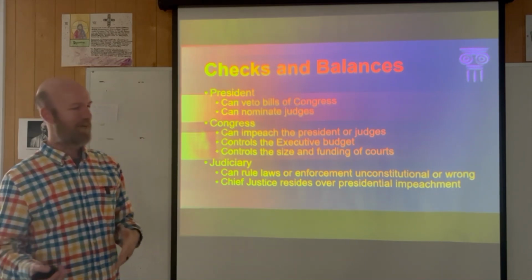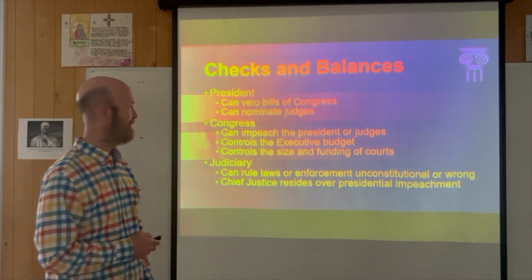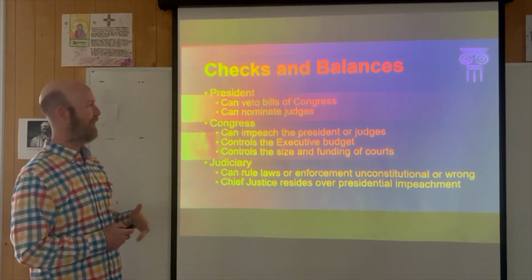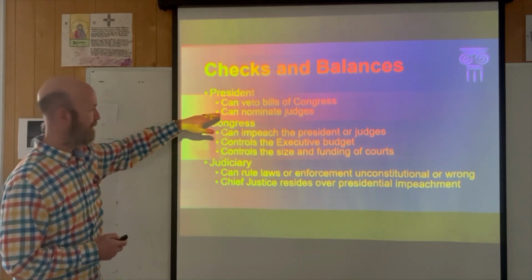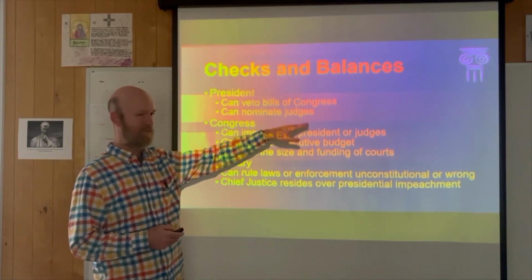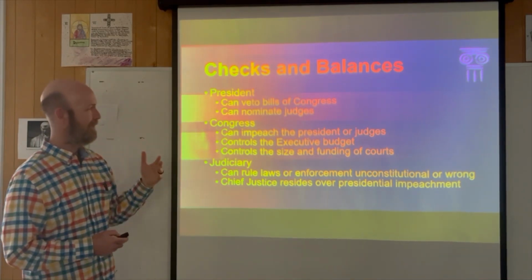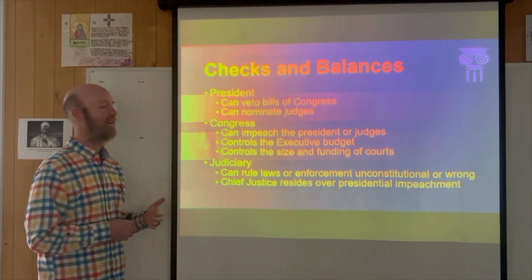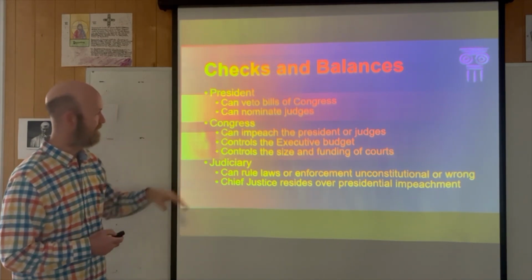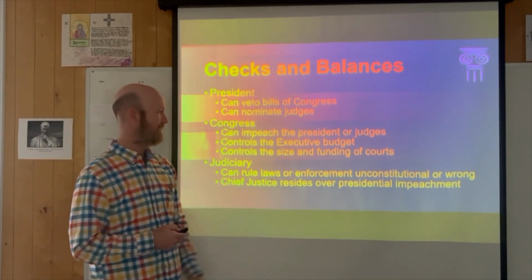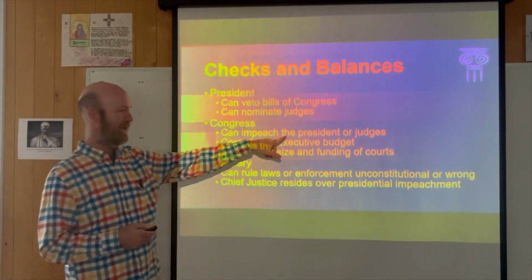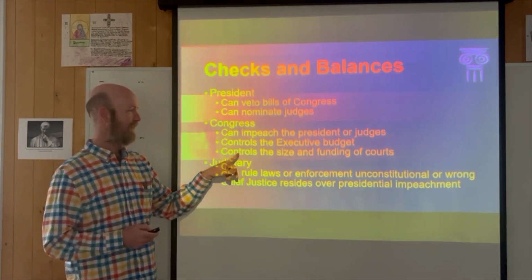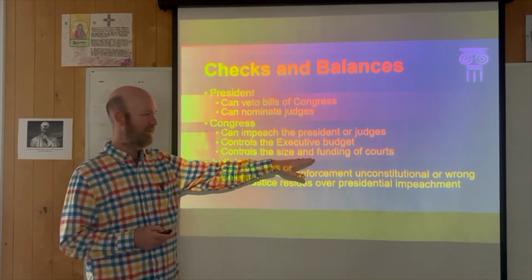Then we get into checks and balances built into the Constitution. Each branch has the ability to balance or check the other branches. So for example, the president can veto bills from Congress. Congress sends the president a bill to be approved or not. He can veto it. Of course, Congress can also override that later on with a much stronger vote. The president can nominate judges. Congress can impeach the president or impeach judges. The Congress controls the budget for the president and also controls the size and budget of the courts.